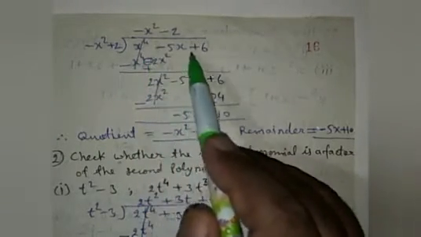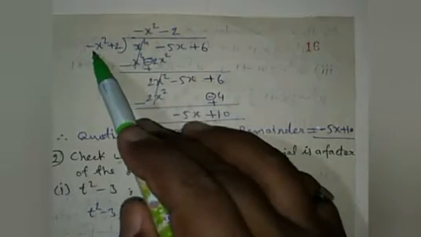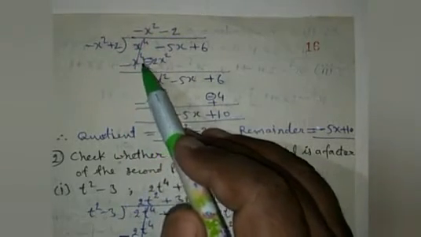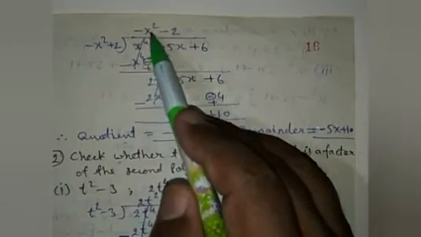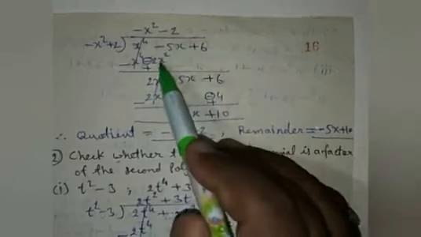Third part, the dividend is x power 4 minus 5x plus 6, and the divisor is minus x square plus 2. So here make the first term equal. So here the table is minus x square. Minus x square into minus x square will give plus x power 4, and then minus x square into plus 2 will give minus 2x square.